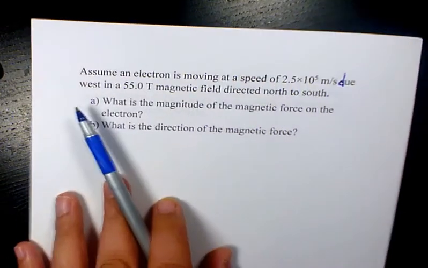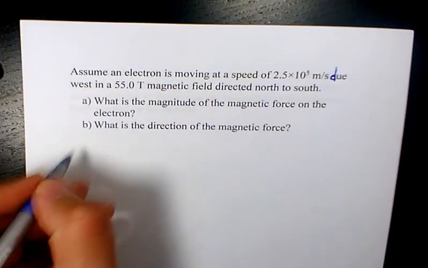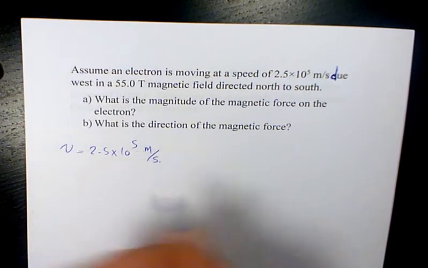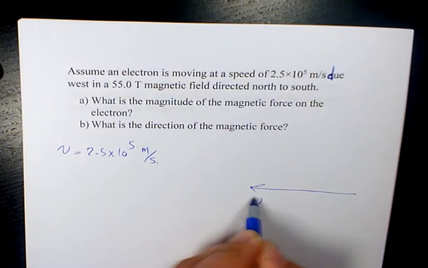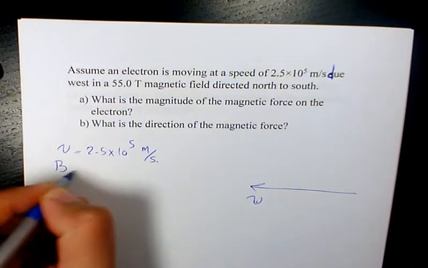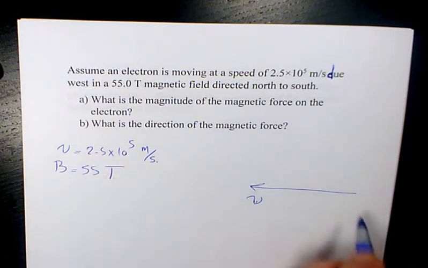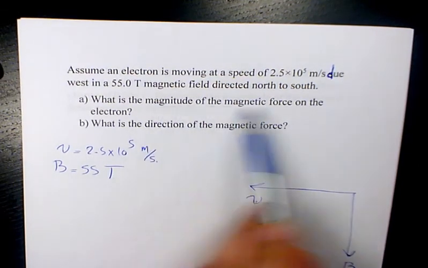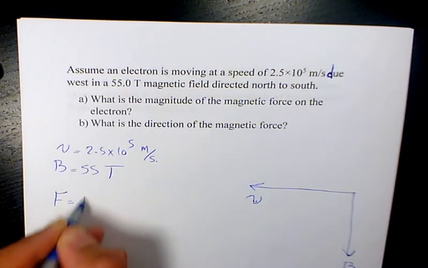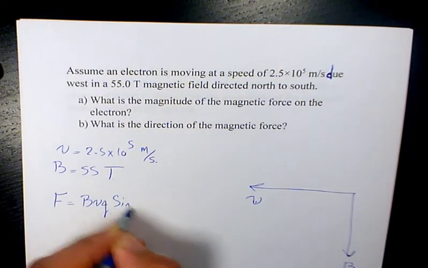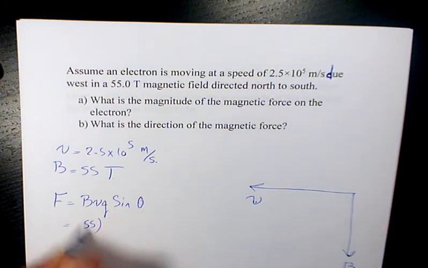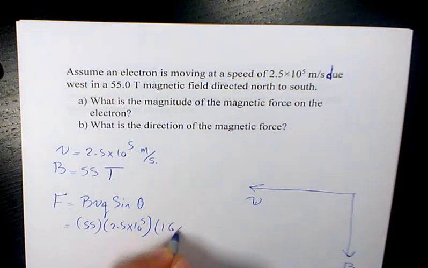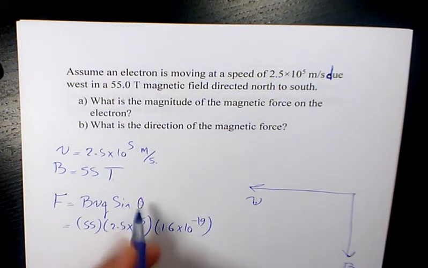Assume an electron is moving at the speed of 2.5 times 10 to the power of 5 meters per second due west in a magnetic field 55 Tesla directed north to south. What is the magnitude of the magnetic force on it? So F will be BVQ sine theta, which will be 55, 2.5 times 10 to the power of 5. Q is 1.6 times 10 to the power of negative 19. Sine 90, which is 1.